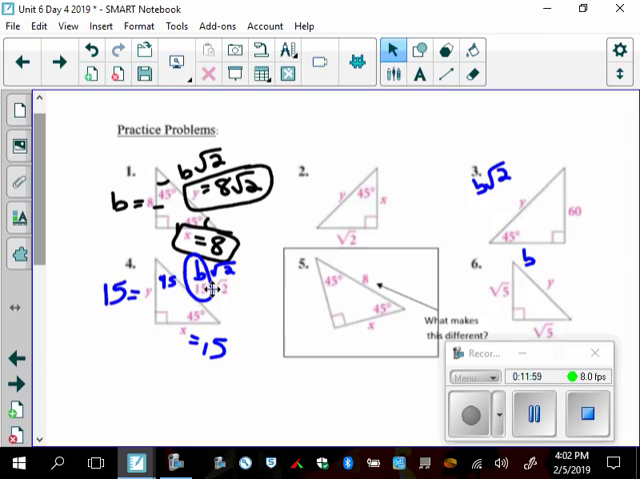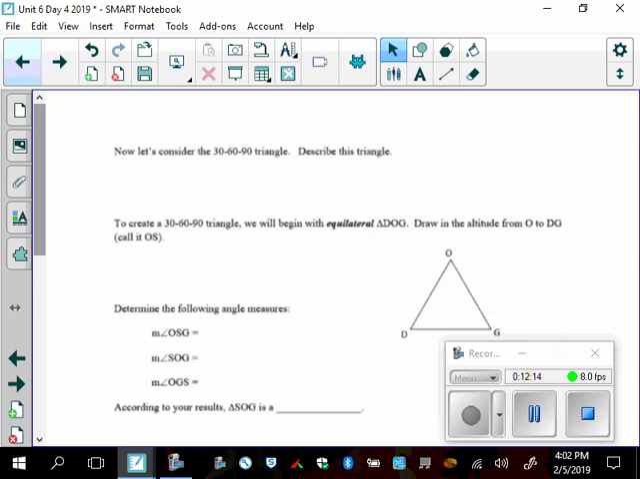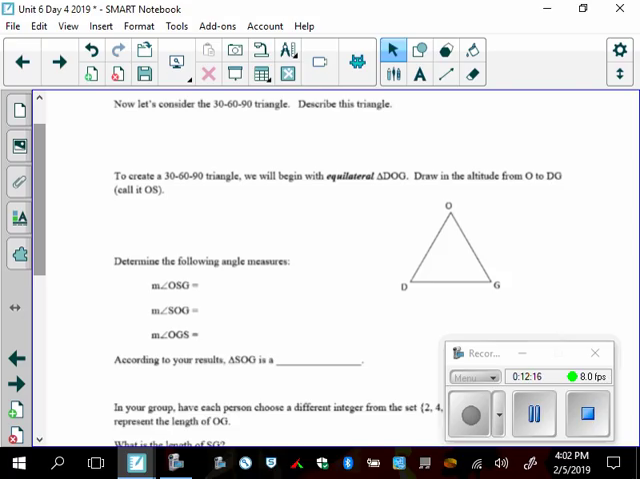Number 3, across from the 45 is 60. So across from the other 45 has to be 60, and across from the 90 has to be 60 radical 2. Okay, so that's our idea with 45, 45, 90. A little bit more difficult to come up with the 30, 60, 90.